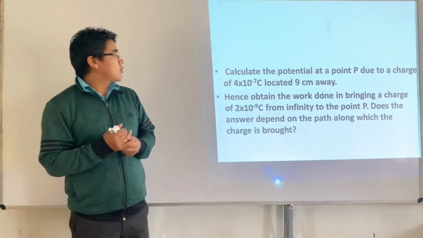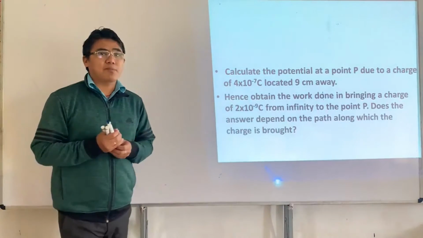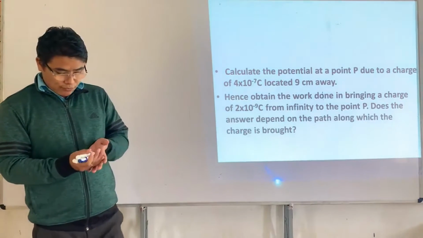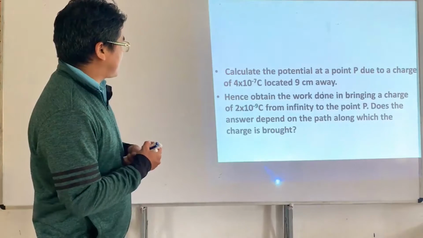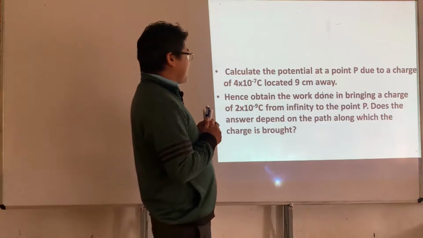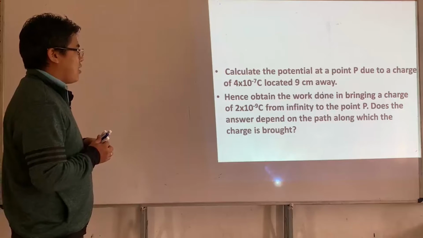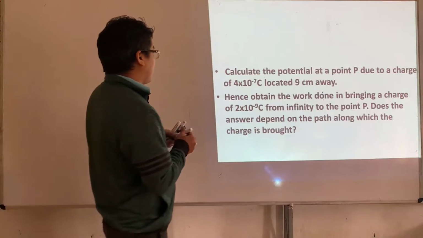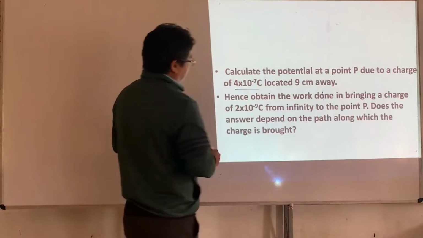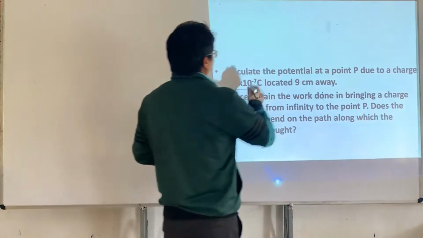So now what I'm going to do is I will do some problems of chapter number 2. The first problem I'm going to do is: calculate the potential at a point P due to a charge of 4 into 10 to the minus 7 coulomb located 9 centimeter away. So this is something like this.